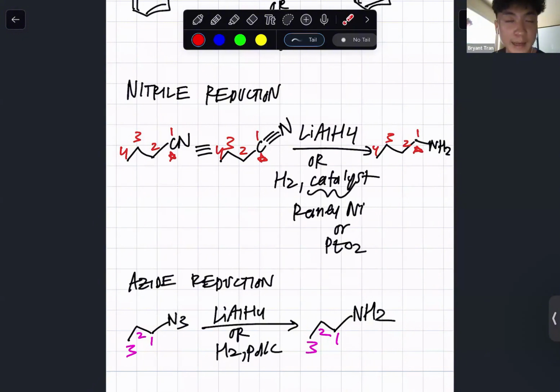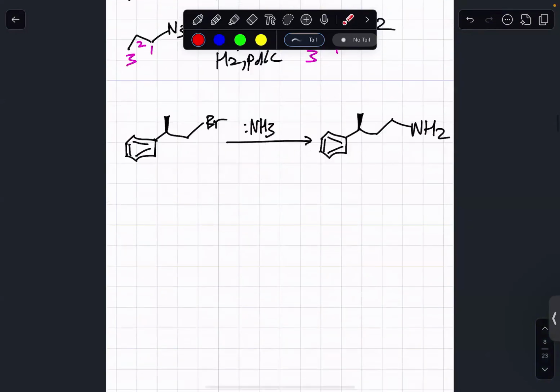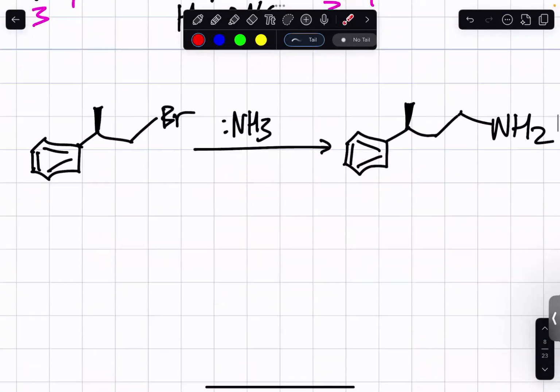Do we want to use NaCN as the first step, or do we want to use NaN3 as the first step to get that extra carbon that we want? I think we would use the NaN3. Oh no, CN, sorry. Yep, to get an extra carbon.